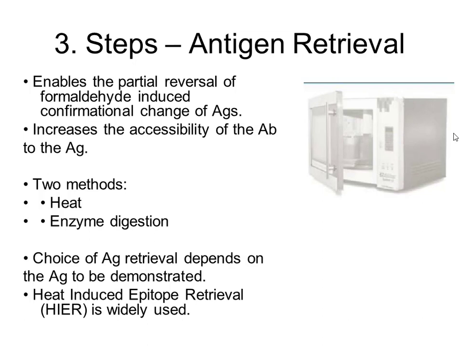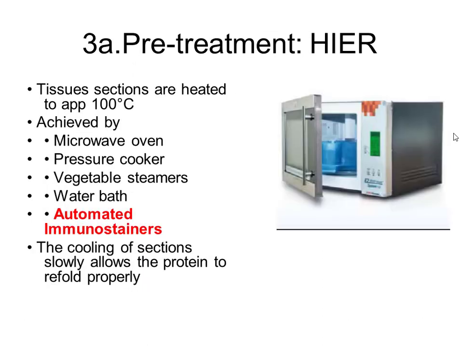It's more widely used. For that, we must heat the tissue to a temperature up to 100 degrees Celsius, which can be achieved by microwave oven, pressure cooker, vegetable steamer, or water bath. But it will be better if you use an automatic immunostainer. The slow cooling of the sections allows the proteins to refold properly.